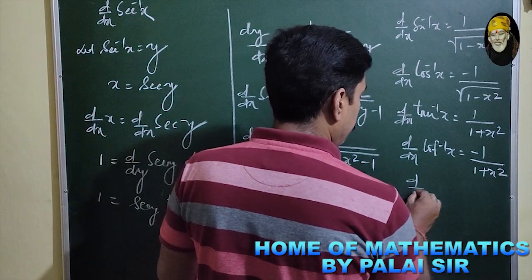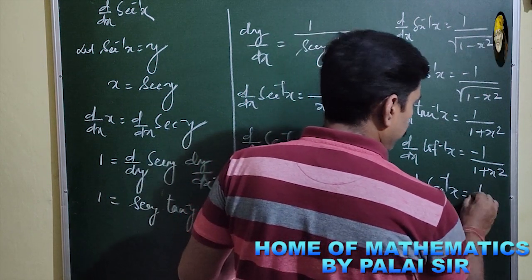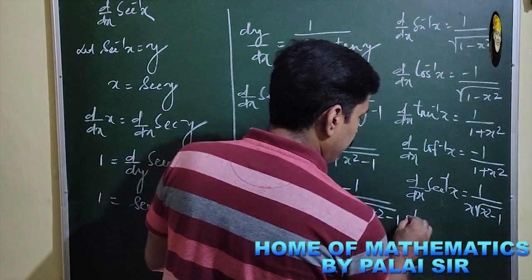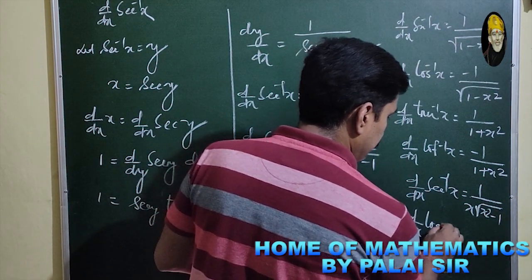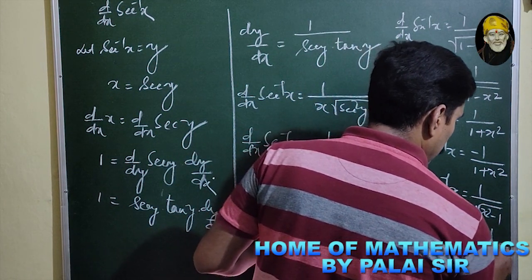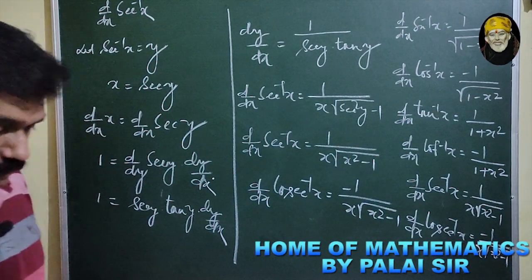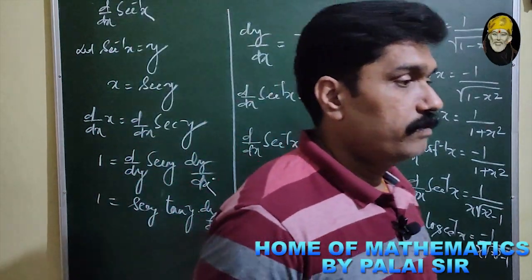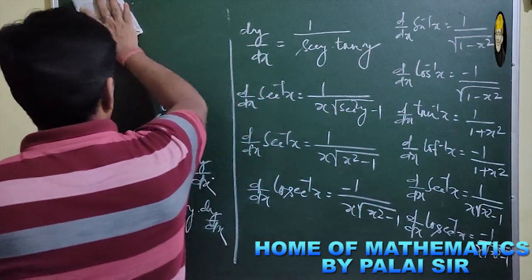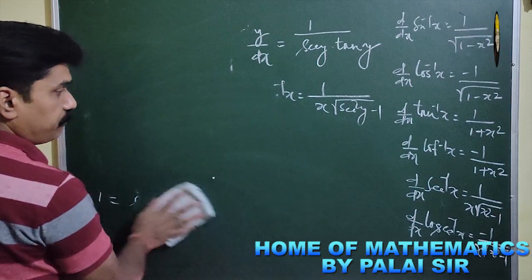Similarly, dy/dx of sec inverse x is 1 by x into square root of x square minus 1. And dy/dx of cosec inverse x is minus 1 by x into square root of x square minus 1. So these are the 6 formulas of derivatives for inverse trigonometric functions. By using these formulas, we have to solve the problems.